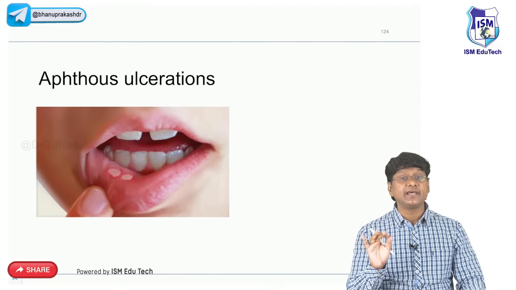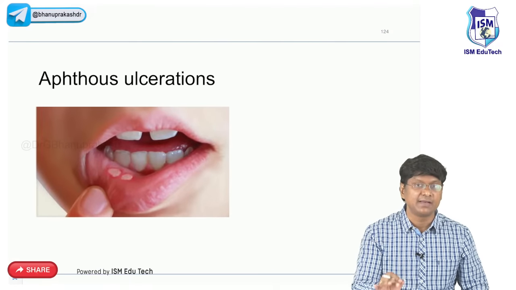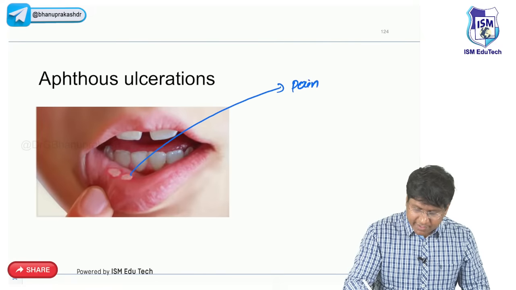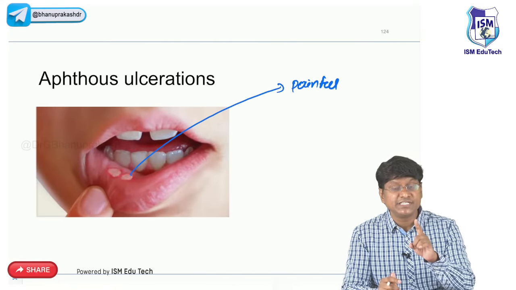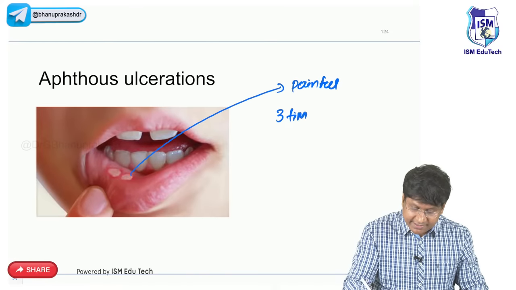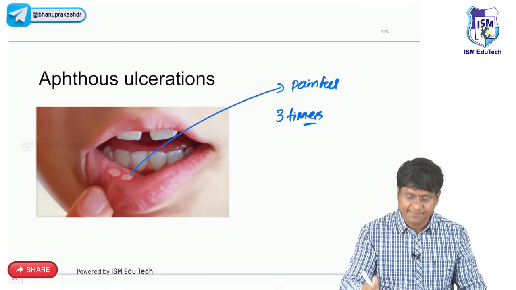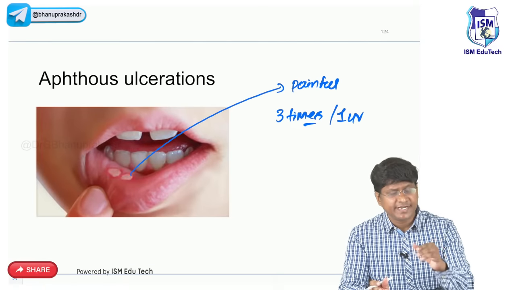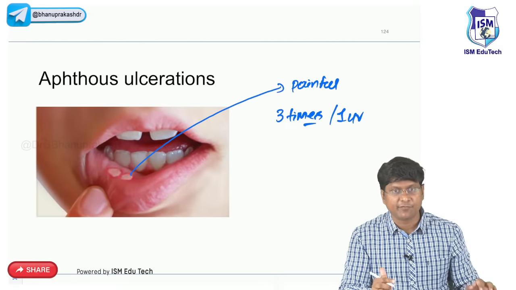That is recurrent aphthous ulcers. That is the hallmark. And these ulcers, you know, they're very painful. Right? They're very, very painful. And when I'm using the word recurrent, how many times they appear in a year? They appear almost 3 times in 1 year. And whenever they disappear, there is no scar formation.